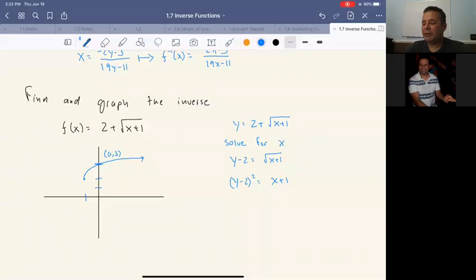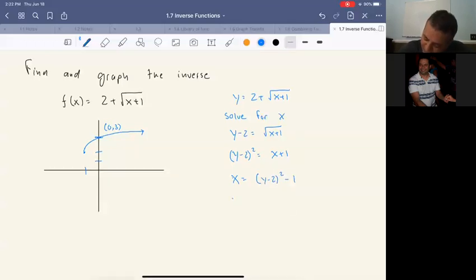When we did this, we may have accidentally introduced two values, right? So what are we going to need? Well, let's actually wait until we graph it, and then you'll see. So x equals y minus 2 squared minus 1, or f inverse of x equals x minus 2 squared minus 1. This moves us to the right 2 and down 1. Now, you can already guess we're only really going to get half of our parabola.